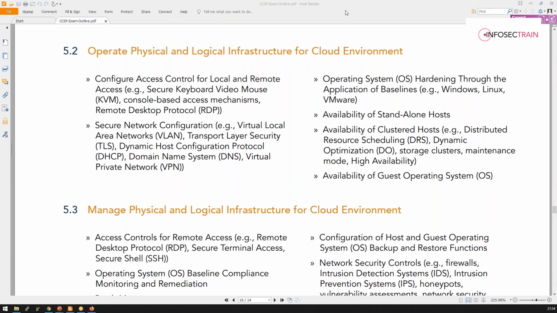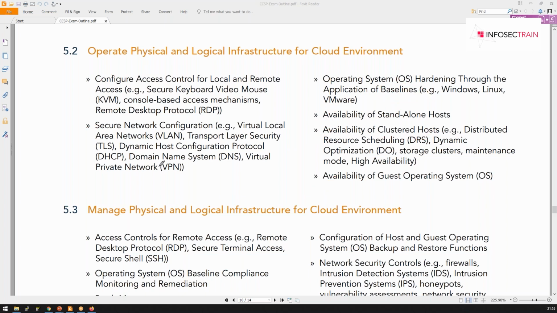Okay, that's it. And how to set up a baseline for securing the operating system. As a cloud service provider, how can I ensure the security of the OS and everything by establishing proper baseline standards? And if the customer is requesting dedicated hardware, how can we ensure the availability of it? And while using shared hardware or clustered hardware, how can we ensure the performance and security of it? These are the things we discuss in operate physical and logical security for the cloud environment.